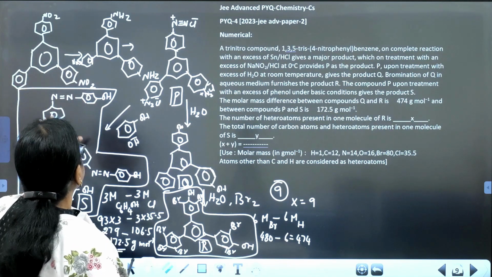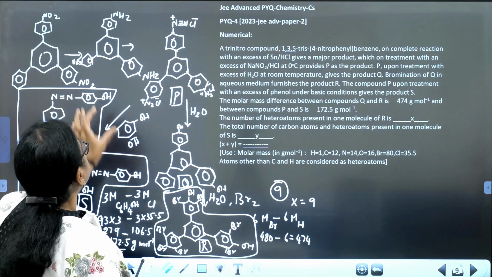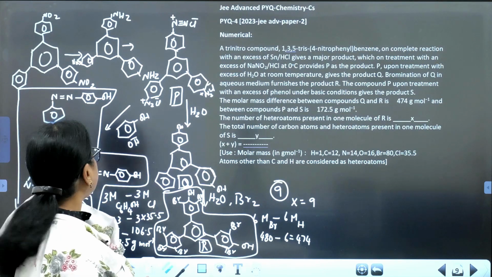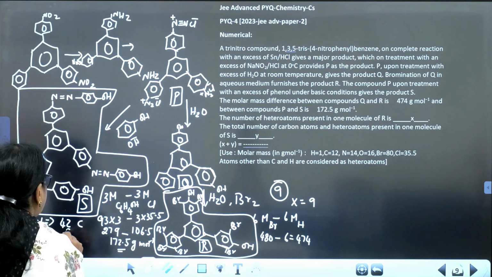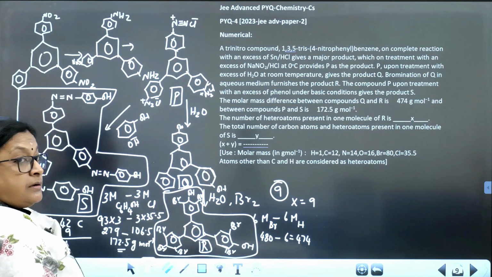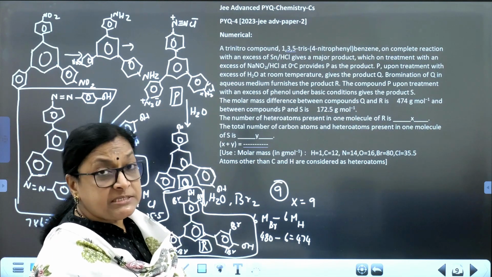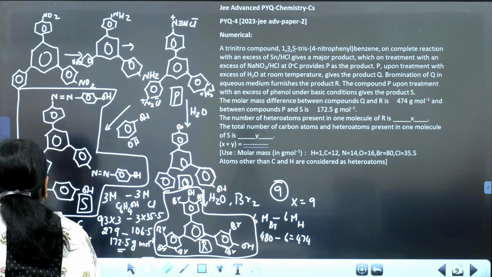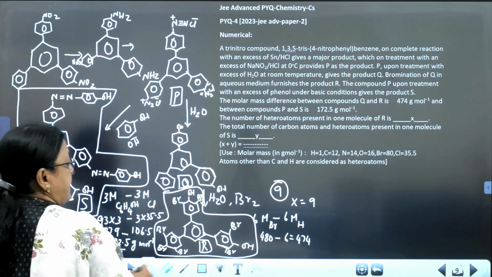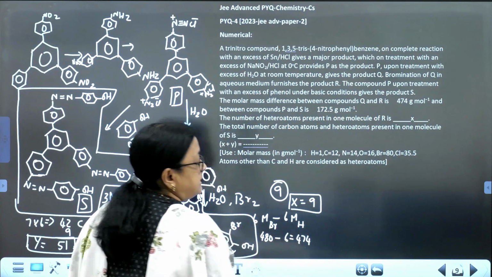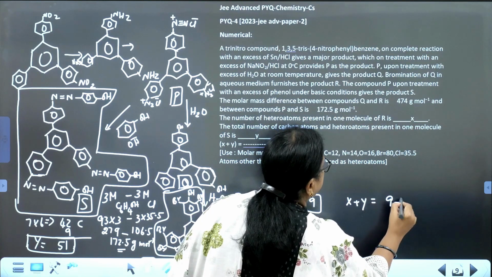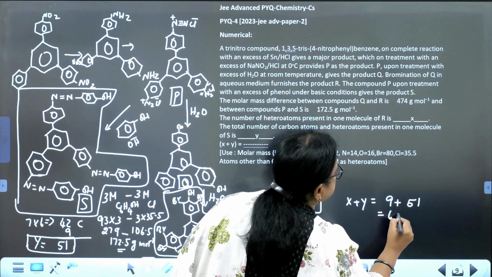Each ring, out of these 3 rings, each ring has got 2 nitrogen and 1 oxygen in it, meaning 3 heteroatoms. Like that, there are 3 rings. So 3 into 3, 9 heteroatoms are there, coming out to be a total of 51. Total of all carbon atoms plus heteroatoms comes out to be 51. So your Y is 51. So you have got X as 9 and Y as 51. The question is, what is the value of X plus Y? X plus Y is 9 plus 51, 60 is the answer.